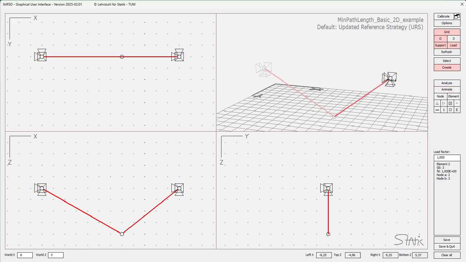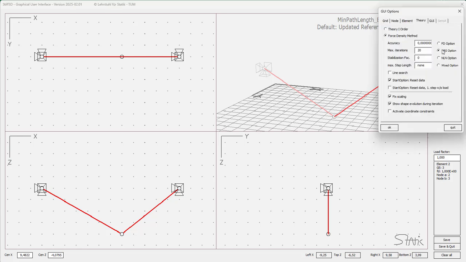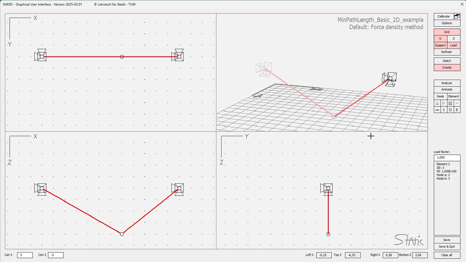Let's now apply plane force density, just to study what happens in that case. Let's switch to force density. We have still activated the IASS option. Let's go to the force density option. Everything else is on default. It's okay. Let's check the force densities.